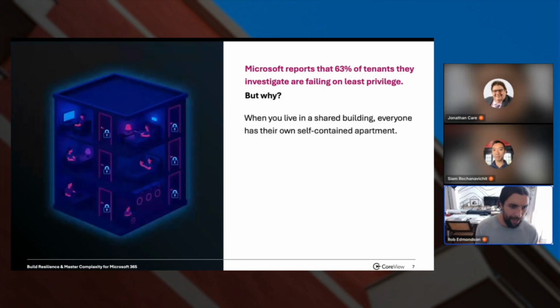So here are a bunch of wonderful people living inside of a shared building. Each of them has their own apartment. Why? Why do they have their own apartment? Well, I think the answer is pretty obvious. If all those people living in a shared building didn't have their own self-contained flat, living together would be awful.